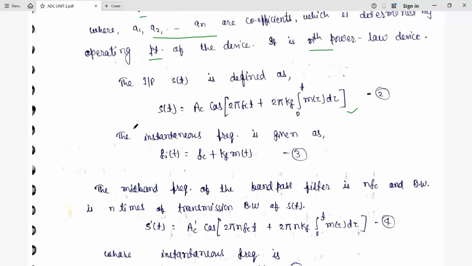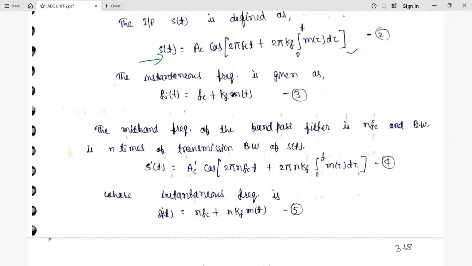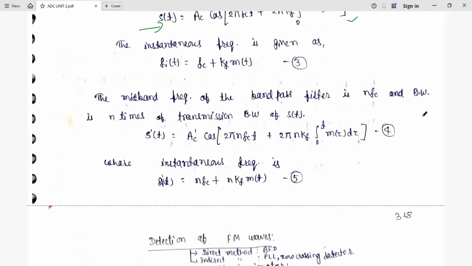So all these equations you need to remember. Many times they are going to ask numericals. So this equation you need to compare to the given equation. Here the instantaneous frequency is what? fc plus kf into m(t), same as the previous discussion.